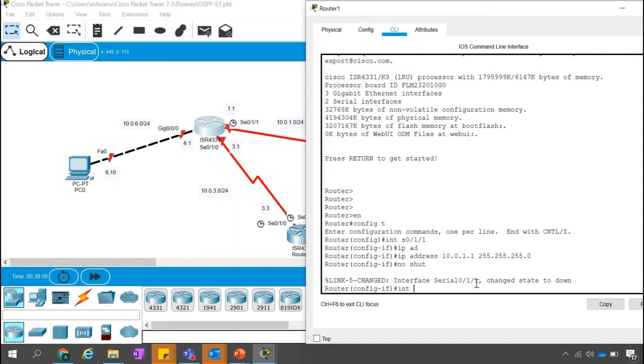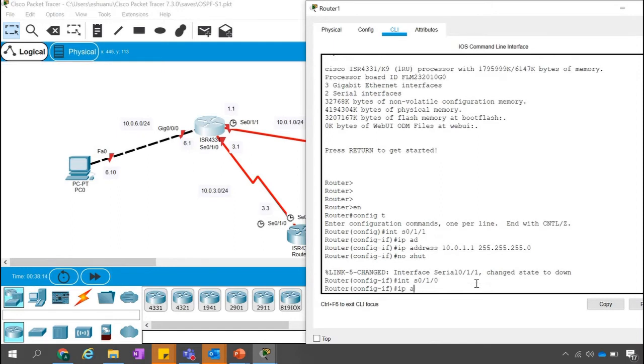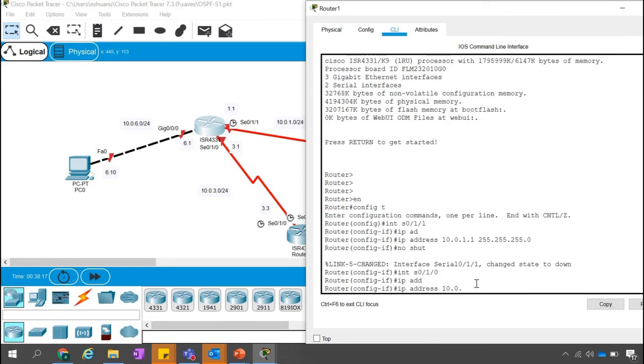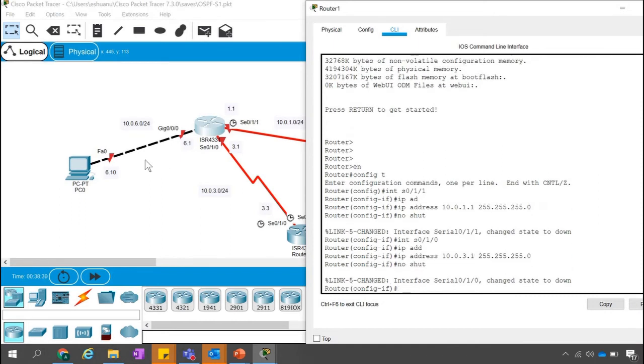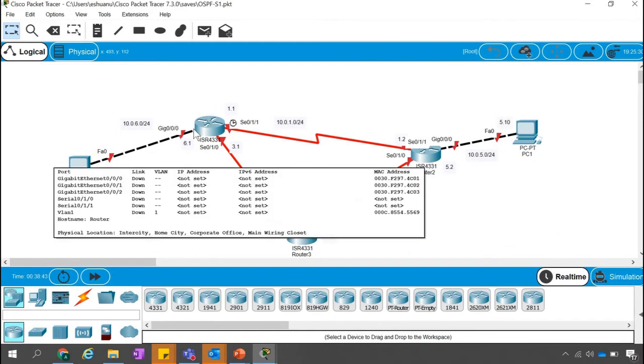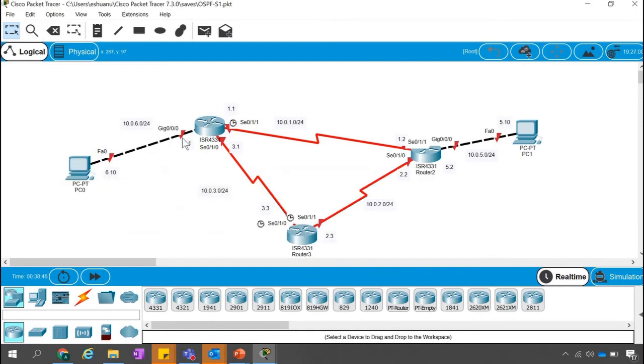So interface S0/1/0, and here the IP address will be 10.0.3.1, sorry, and the subnet mask will be 255.255.255.0. No shut. Here I have enabled this one and configured 3.1, and the network was 10.0.3.0, and the IP address I have taken is 10.0.3.1. So let's configure this router. I have not configured this. Let's do this G0/0 as well.